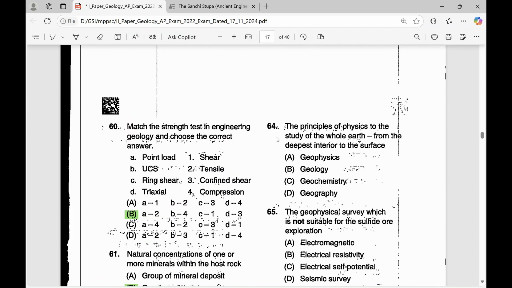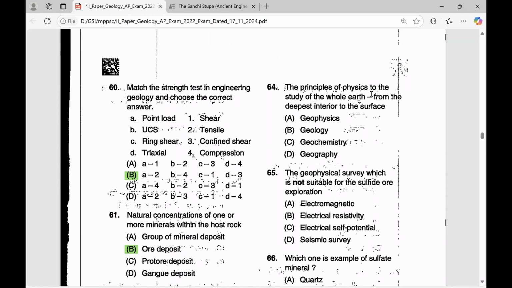This is a pretty easy question. The principles of physics applied to the study of the whole earth from the deepest interior to the surface. So what is it? Physics and earth. It will be geophysics. So the answer is geophysics.